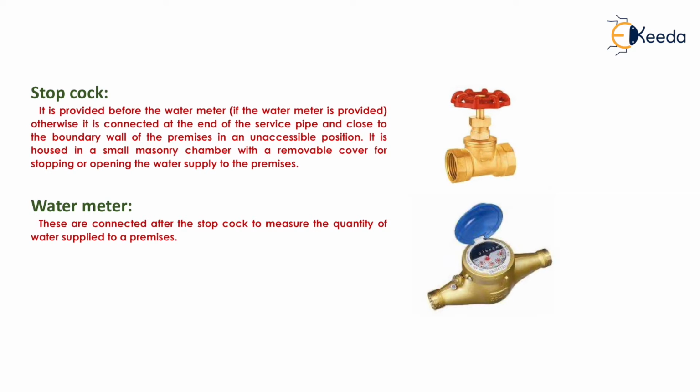Now next will be the stopcock. Stopcock is generally used to regulate the flow of water into the house. So it is provided before the water meter if a water meter is provided in that service line. Otherwise it is connected at the end of the service pipe and close to the boundary wall of the premises in an inaccessible position. Now it is housed in a small masonry chamber with a removable cover for stopping or opening the water supply to the premises. It is generally used to regulate the flow of water to the premises.